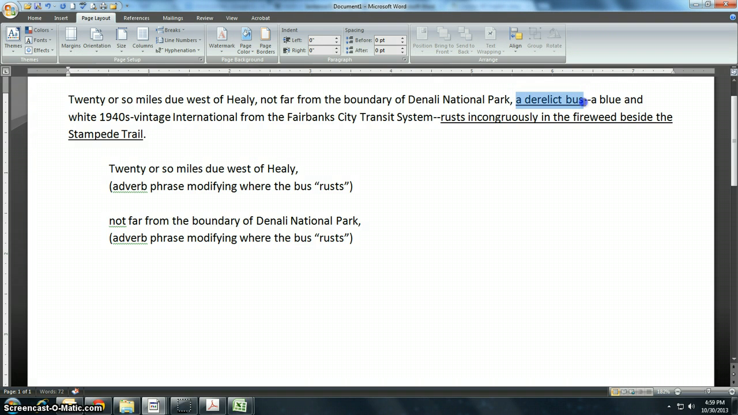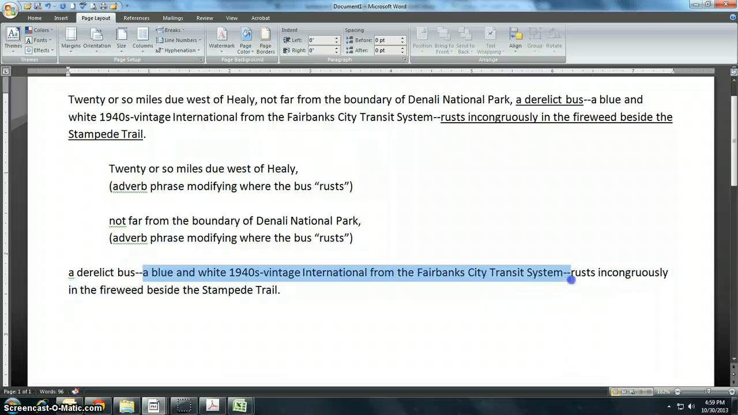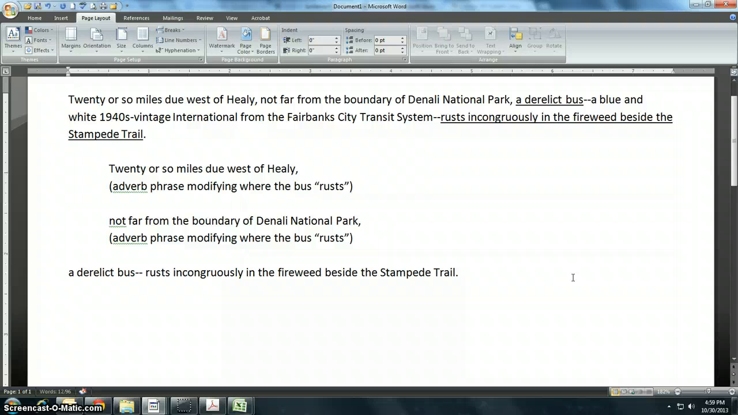A derelict bus rusts incongruously in the fireweed beside the Stampede Trail. So I'm just going to copy the whole thing for now. That's my independent clause, so it goes all the way against the margin. I'll remove my underline there. Now I've got a medial modifier. I've got to take that out. That can't stay in there. But since I took it out, I need to add in ellipses. Okay, and that's how you do that there. A derelict bus rusts incongruously in the fireweed beside the Stampede Trail. And that's my independent clause.